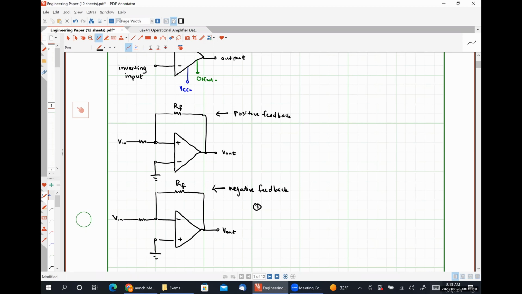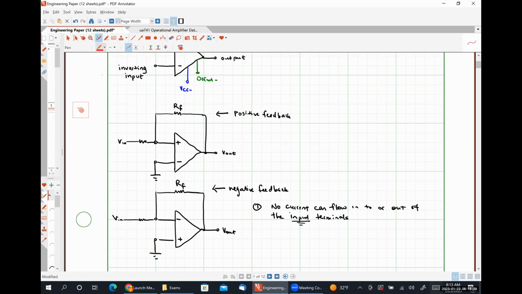is that no current can flow into or out of the input terminals. I'm going to underline input here because that's very important.